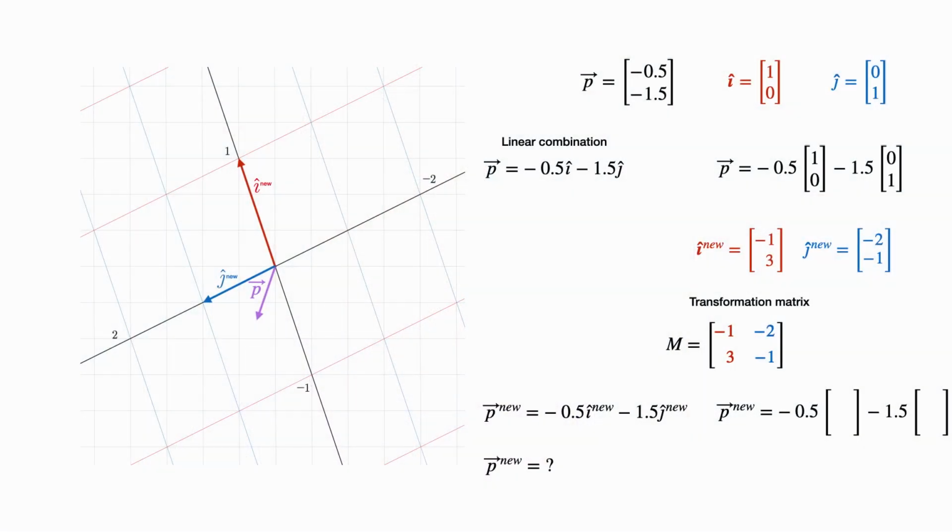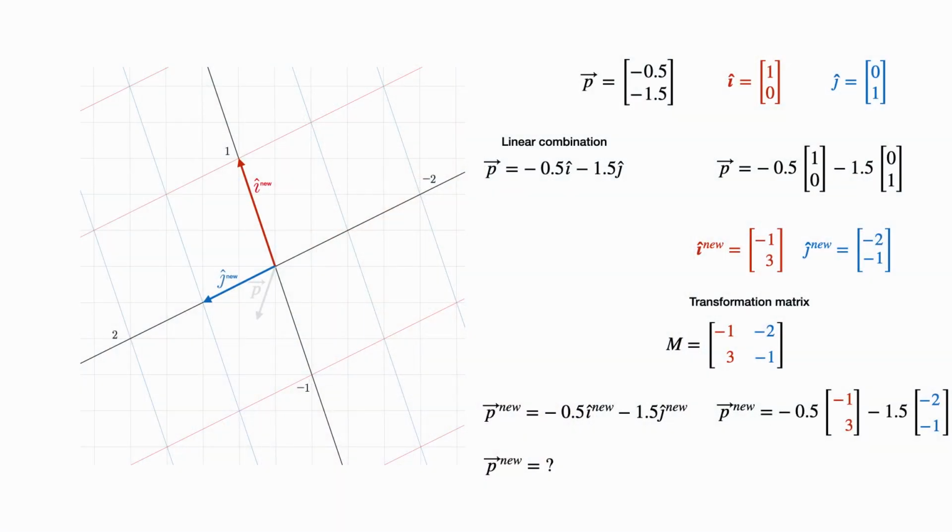And where can we find these new basis vectors? Well, we can find them in our transformation matrix. We take the first column from the transformation matrix and multiply it by negative 0.5, and we take the second column from the transformation matrix and multiply it by negative 1.5. And now the only thing we need to do is add and multiply some numbers.